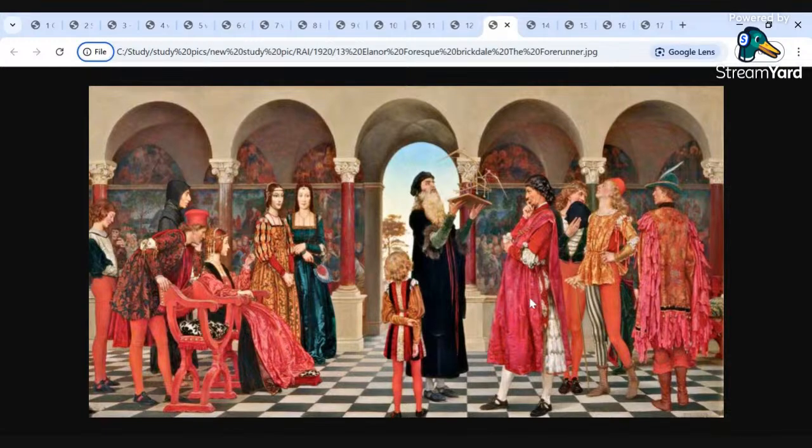Okay, going back to this piece. This is an obvious piece of historicism. It's entitled The Forerunner, but it's basically all about Da Vinci presenting his works to the Duke of Milan, the Sforza, across here on the right-hand side.